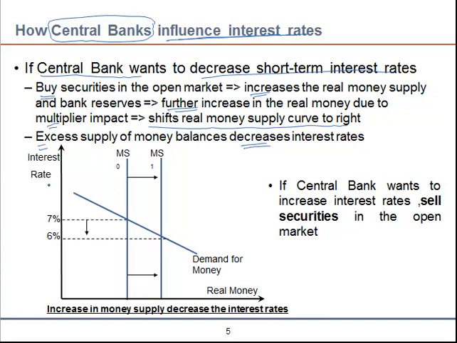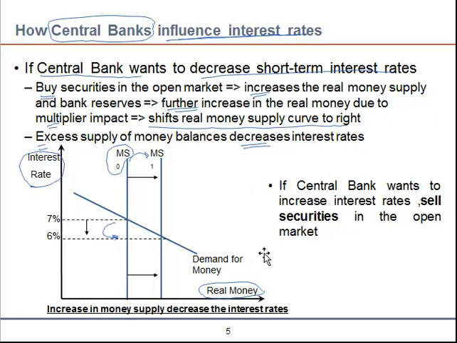Let's understand this phenomenon by using this graph. This is a graph between interest rate and real money, that is, quantity of money. Demand for money is a downward sloping curve, and money supply is vertical, which is perfectly inelastic. So money supply is increased from MS0 to MS1. If money supply increases by buying of securities by the central bank, the demand for securities will increase, and as demand for securities increases, it will result in the lowering of interest rate. So this is how the central bank influences the interest rate.